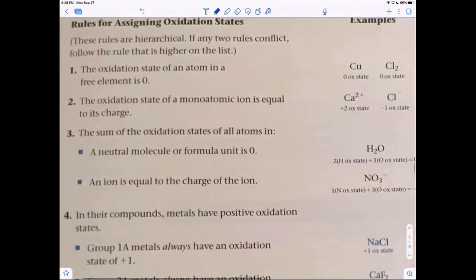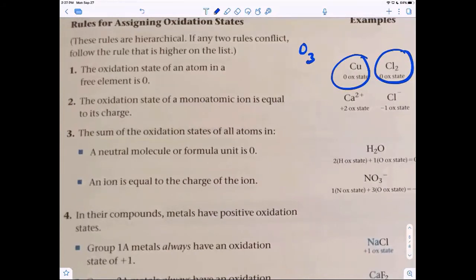So rule number 1, a free element is 0. You can see here is copper, just metal, and chlorine, even O3, so ozone. If it's 1 element and it's all together, its oxidation state is 0. The monatomic ion is equal to its charge. So calcium is +2, it's a +2 oxidation state. Chloride is a -1. And you can kind of see where we're going with this.